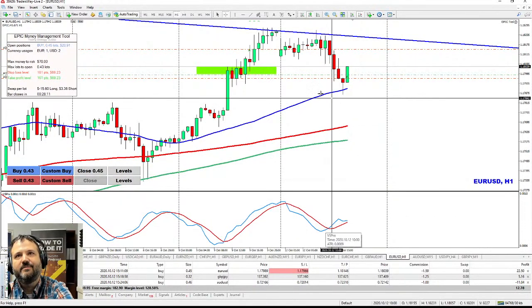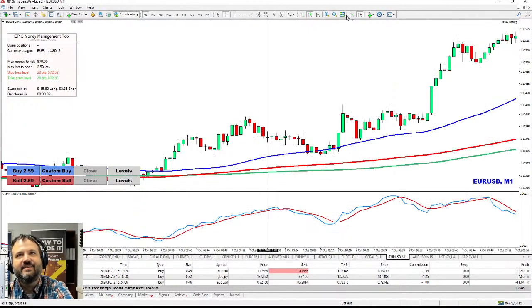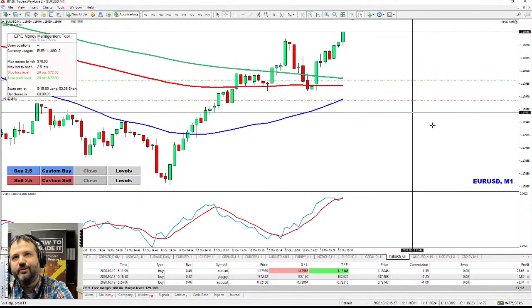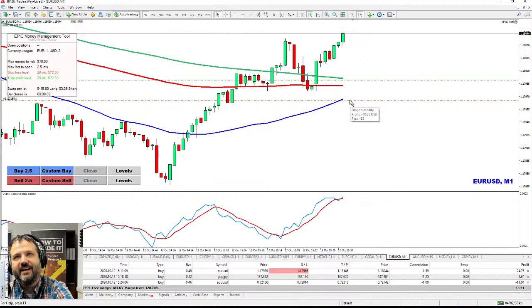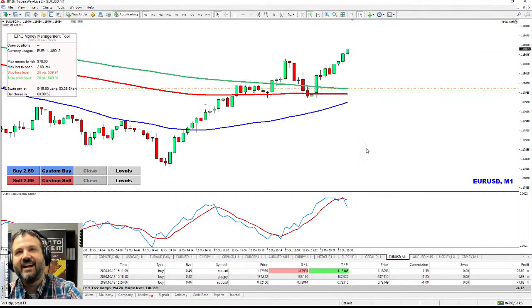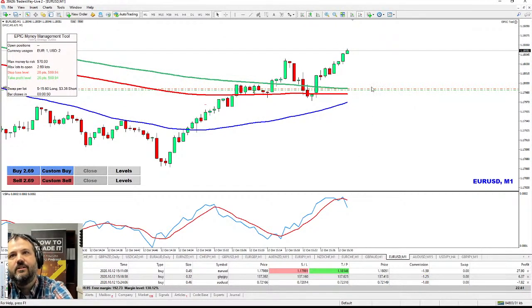Take them small. But I think I just got, yeah, I just broke my level. So guess what? I'm moving. Oh yeah, there it goes. I'm moving it, my risk. So I got no risk on this trade now, which is nice.